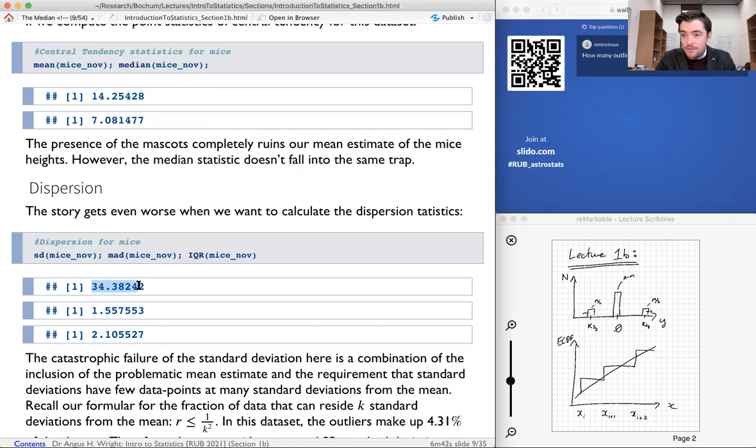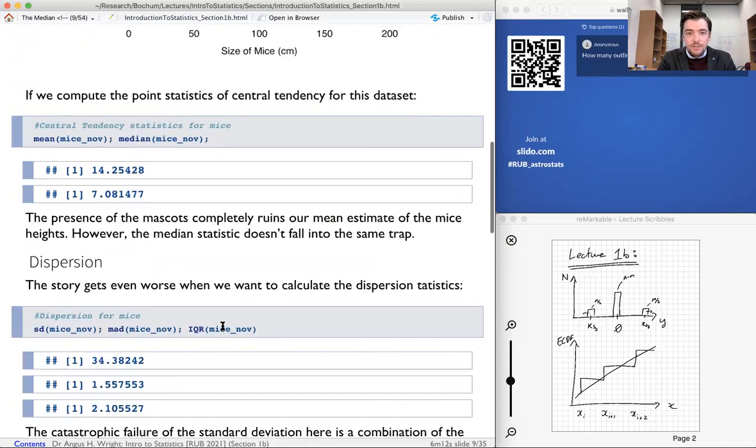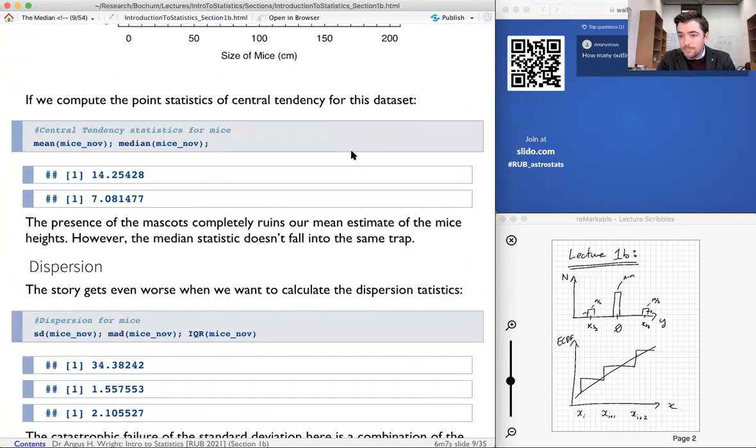And this is where the thing that we went on and talked about for 5-10 minutes or so in the standard deviation becomes really important. Why is it that the standard deviation is so heavily affected by the presence of these outliers? The reason for this catastrophic failure is this property of the standard deviation that we just discussed. In this data set, the fraction of data that reside in this outlier peak is of the order 4%.